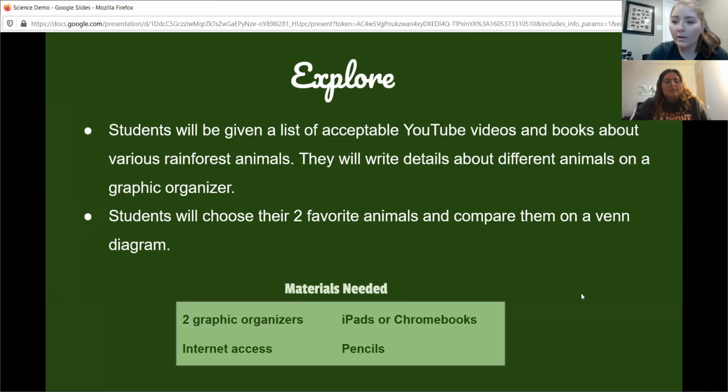So they would need the graphic organizers, internet access, iPads or Chromebooks, and pencils to write on the graphic organizers.